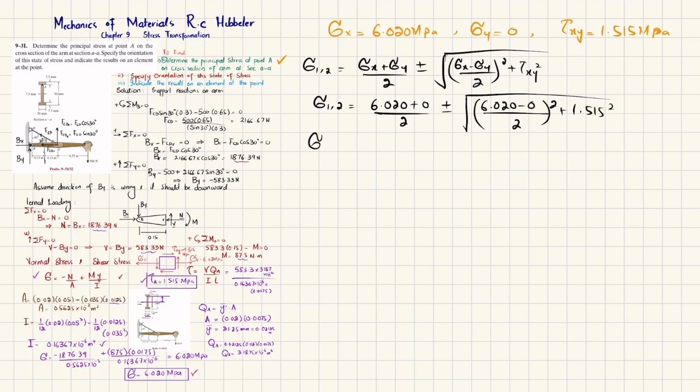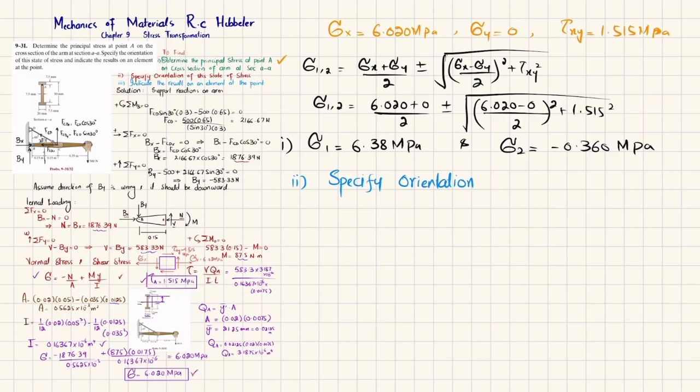So when you solve this for plus value, you will get sigma 1, and sigma 1 will be equal to 6.38 megapascal. And when you solve for negative, you will get sigma 2 is minus 0.360 megapascal. So these are the principal stresses, and that is the answer of our first part. Now we will move towards the second part, and in the second part we have to specify orientation. We will find theta, or the angle for the plane over which these principal stresses act.